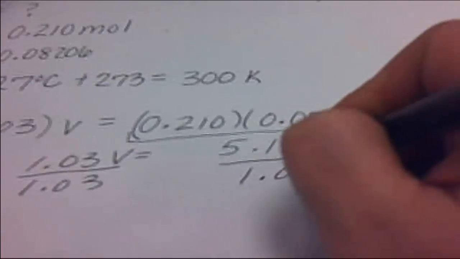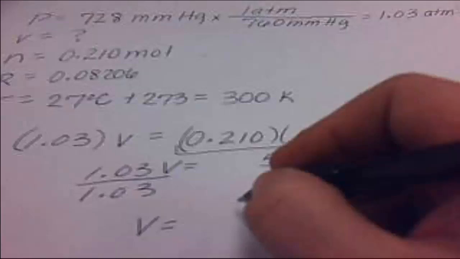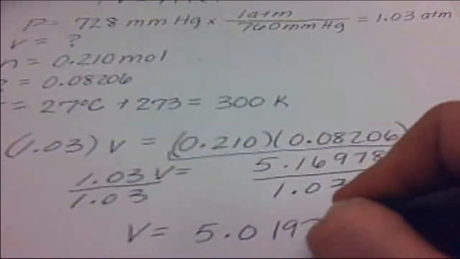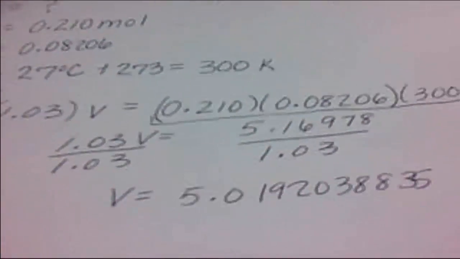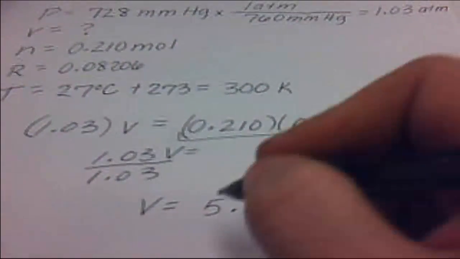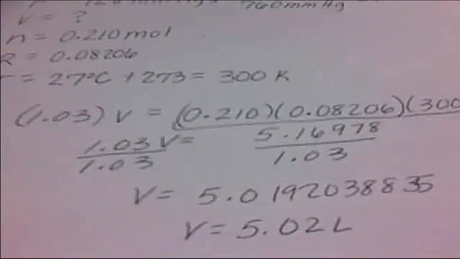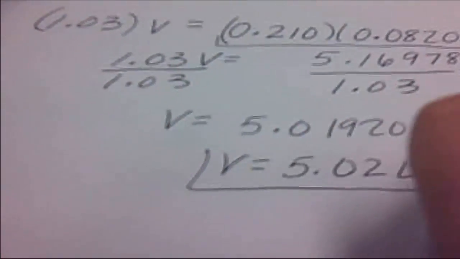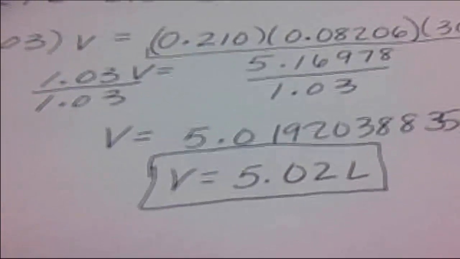I'll have to divide each side by 1.03 because I want to get V by itself. And so now V is going to be equal to 5.0192038835. And of course, that's way too many sig figs. So what I do is I go back up to my original problem. I'm going to ignore temperature because temperature is going to throw off our sig figs. Notice that everything has 3 sig figs except for the temperature conversion and R. So I'm going to have 3 sig figs in my answer.